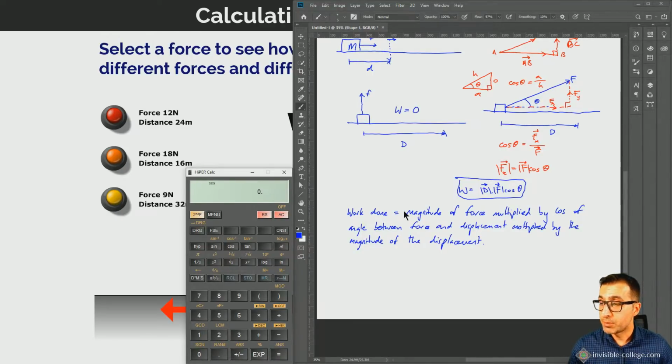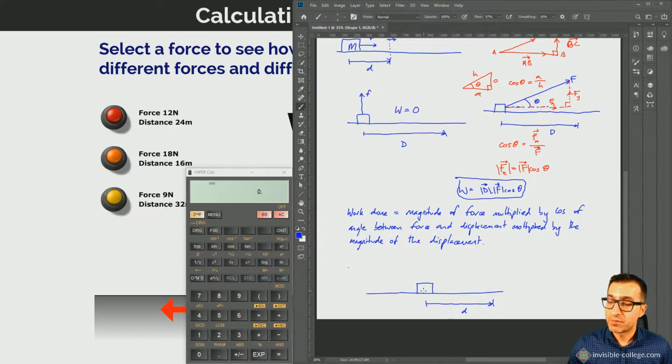So one final example here. What happens if you have a situation like this? So let's say you have an object which is being displaced in this direction. Now again, what's causing that displacement is irrelevant in this context, because all we're interested in is if there's a force acting, what is the work done by that force.